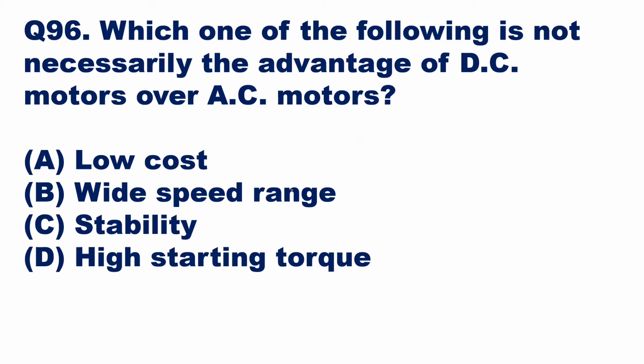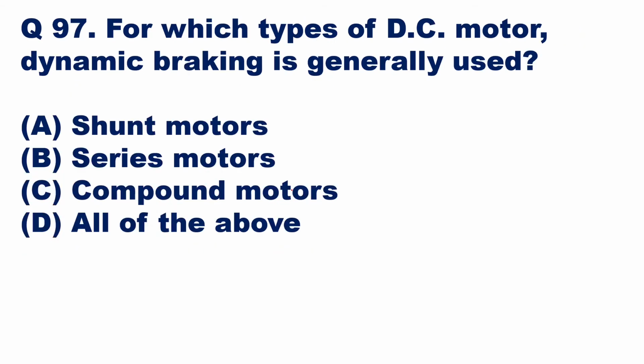Which one of the following is not necessarily the advantage of DC motors over AC motors? So there are four options given here: low cost, wide speed range, stability, high starting torque. So out of these four options, which is not the advantage of DC motor over AC motor is low cost. So it is not necessarily the advantage. So low cost is not the advantage of DC motors over AC motors. Then we'll go to question number 97.